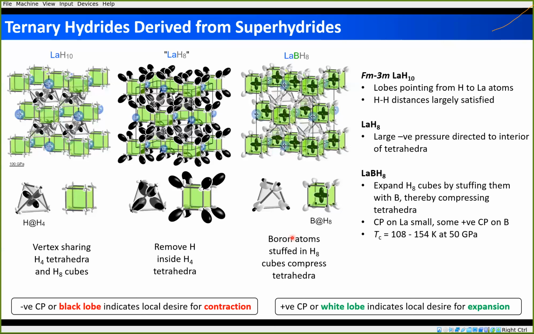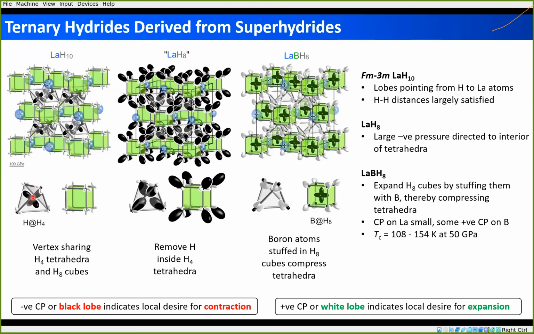One can also do this to try to understand why certain ternary hydrides might be stabilized, ternaries that are based upon binaries. The binary hydrides, like the lanthanum H10, can actually be viewed not only in terms of the clathrates, but in terms of vertex sharing H4 tetrahedra and H8 cubes. And here's the chemical pressure map within it.